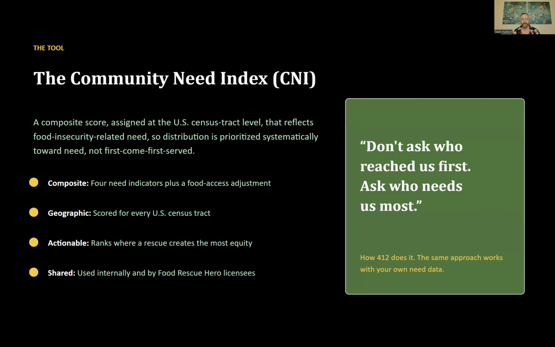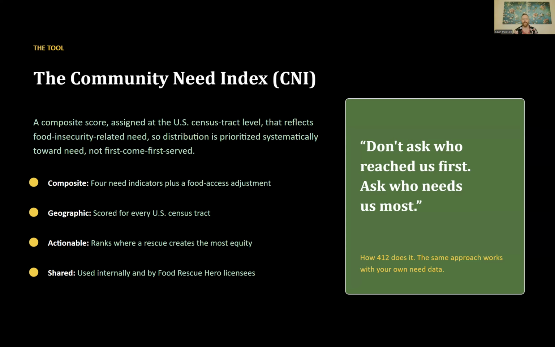So what is the Community Need Index? I'm going to probably say CNI just for the sake of time from here on, but it is a composite score that we created at the US Census tract level. That is one of the smaller geographies that the census has. It goes block, group, tract. So the data exists at the tract level, and it reflects for us food insecurity related need. It is made of a number of factors that I will talk about, but the idea is that the distribution is going to be prioritized systematically towards need instead of a first come first serve basis, right?